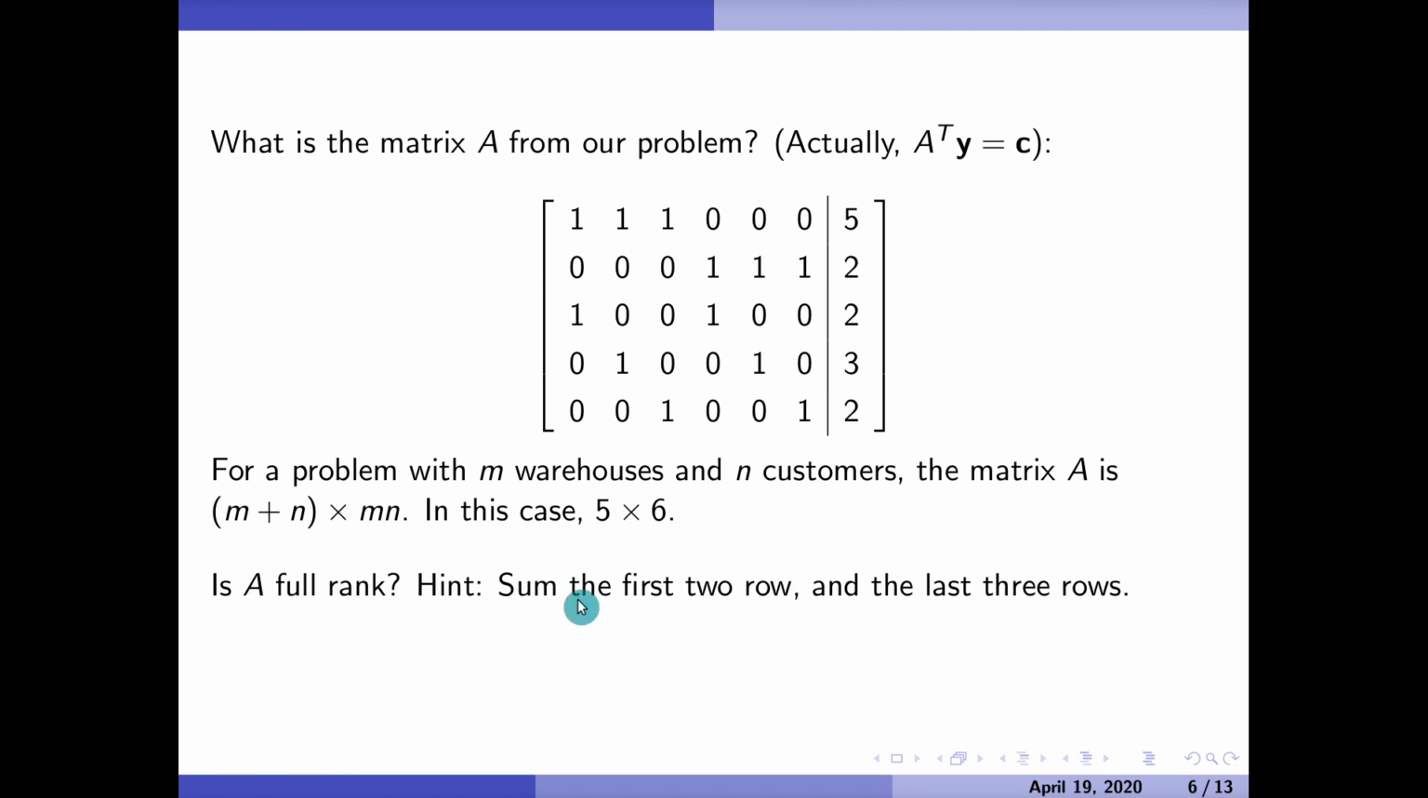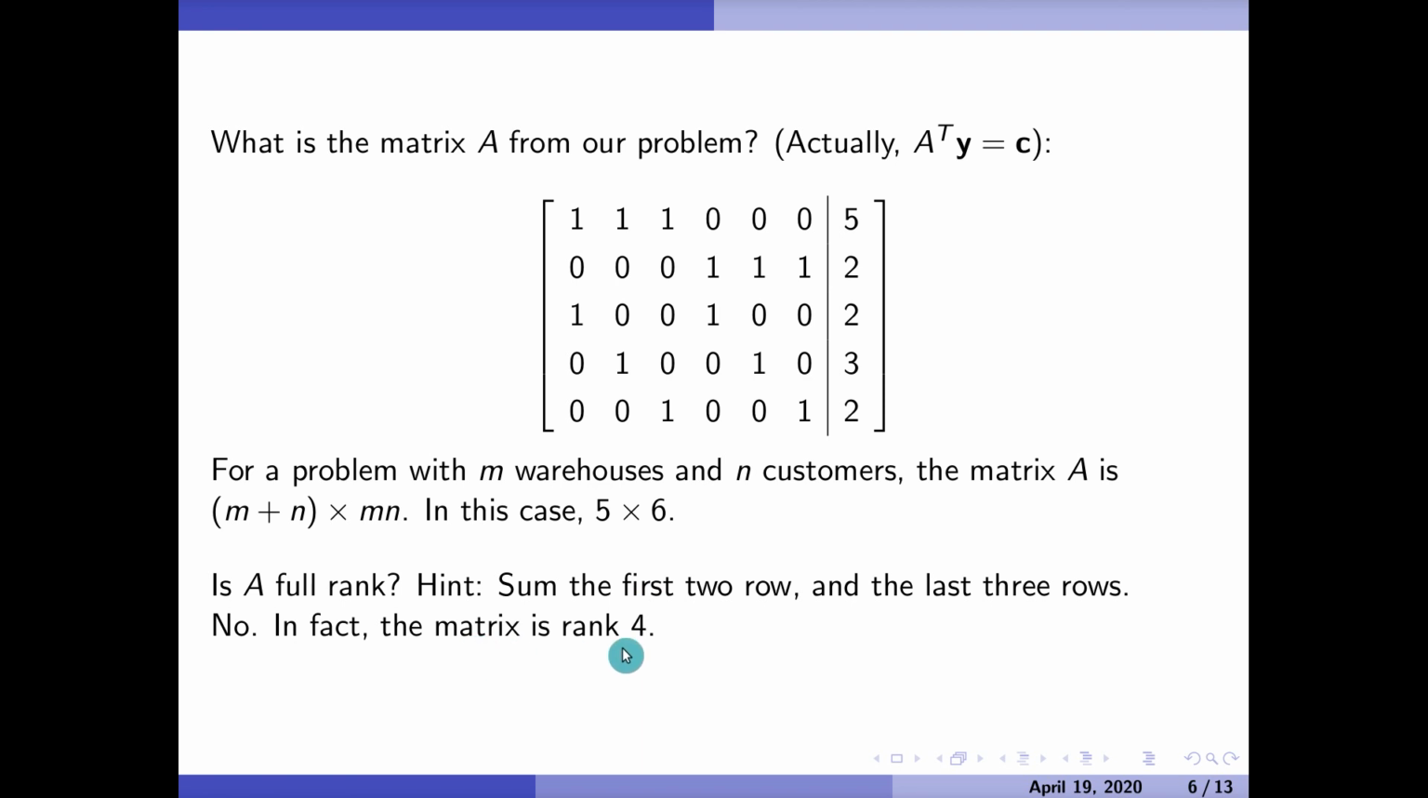A is not full rank. In fact, if you sum the first 2 rows, what do you get? You get 1, 1, 1, 1, 1, 1, and then a 7. What happens if you sum the last 3 rows? You get 1, 1, 1, 1, 1, 1, 7. Uh-oh. The sum of the first 2 rows is equal to the sum of the last 3 rows. That means that those rows are linearly dependent. Dun, dun, dun. So that's going to be a little bit of a problem.